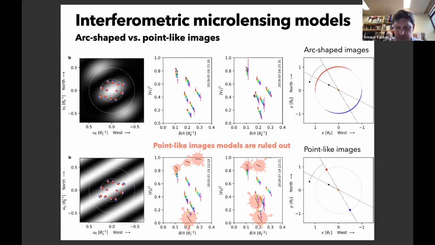And I don't show it here, but it's extremely interesting that you really get a very strong constraint, even with only one epoch, about how the images are shaped and what their orientation in the sky is, which means they are really in this direction.